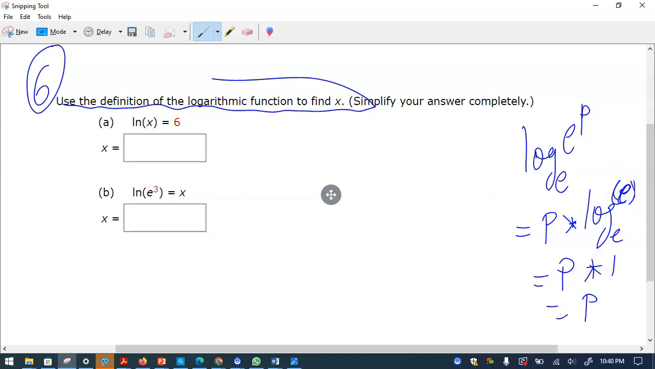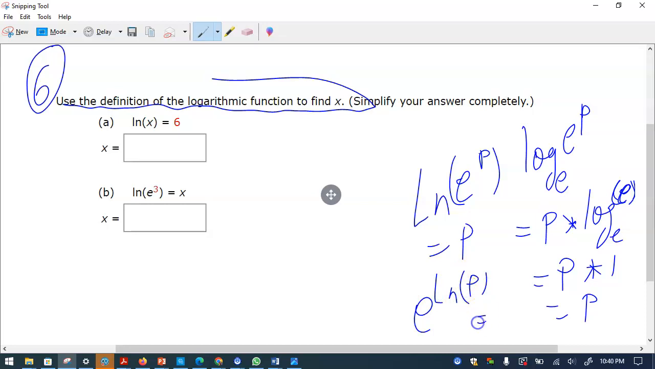So in other words, if we have ln of e raised to something, maybe p, it is as good as just writing p. Or also, if you have e raised to ln of p, then also the answer is p. You get back the same thing.